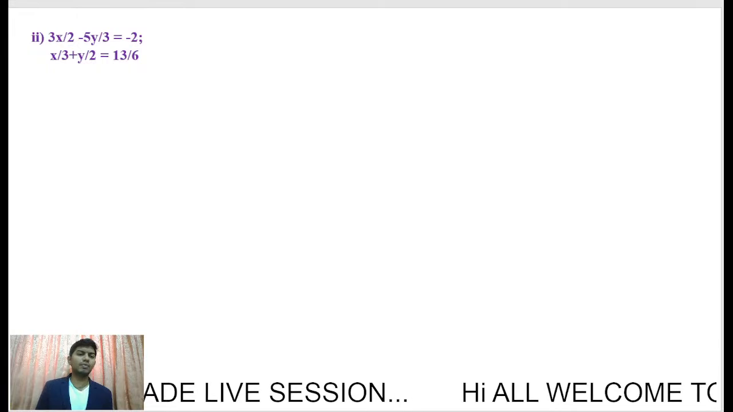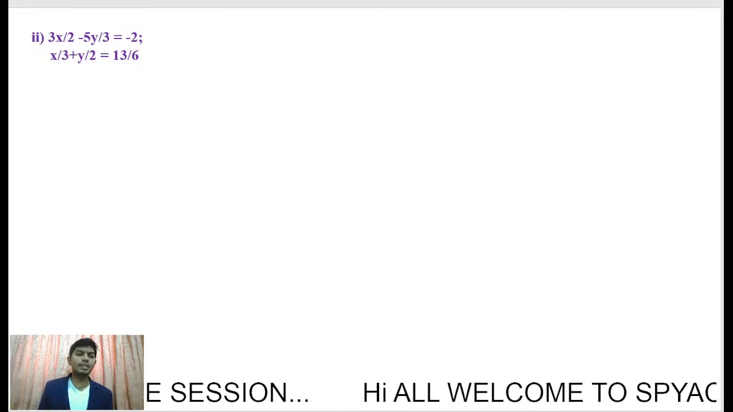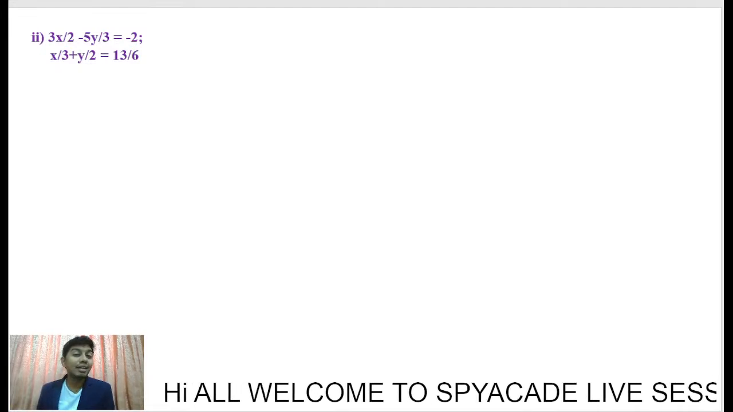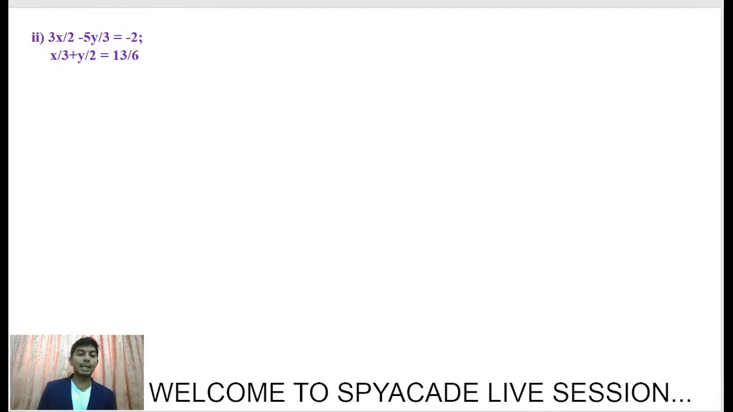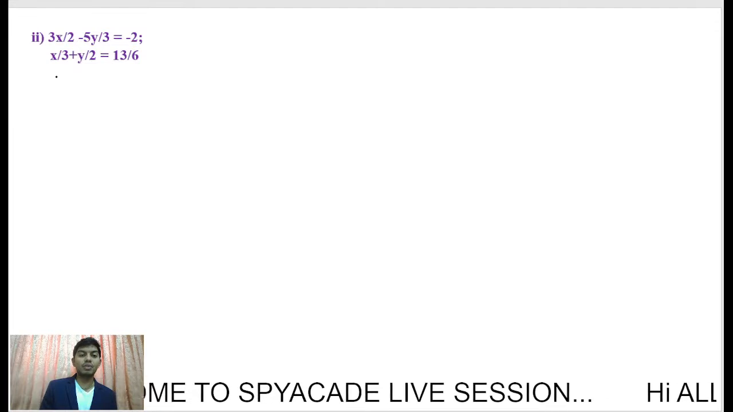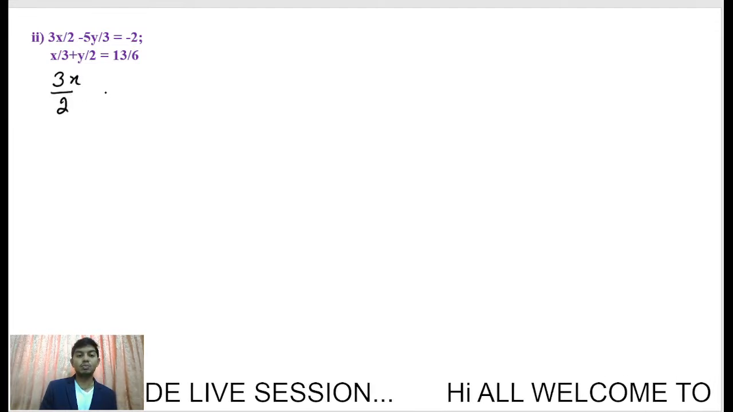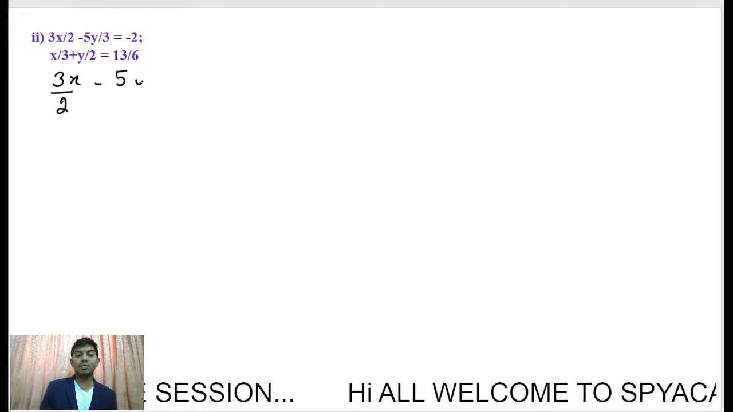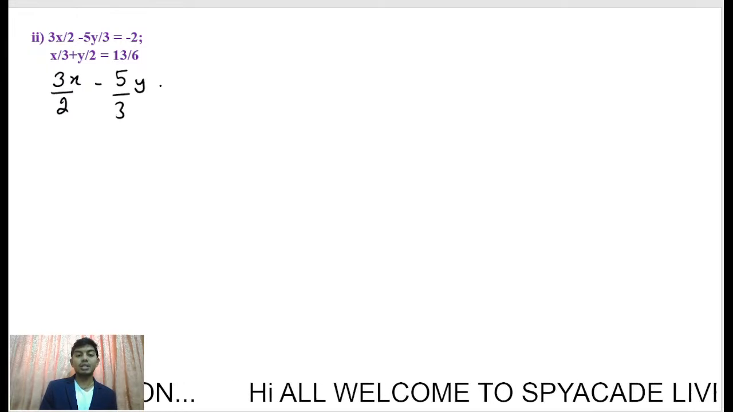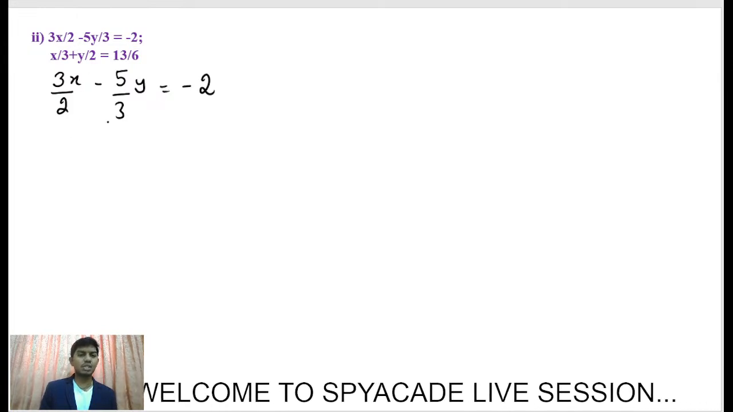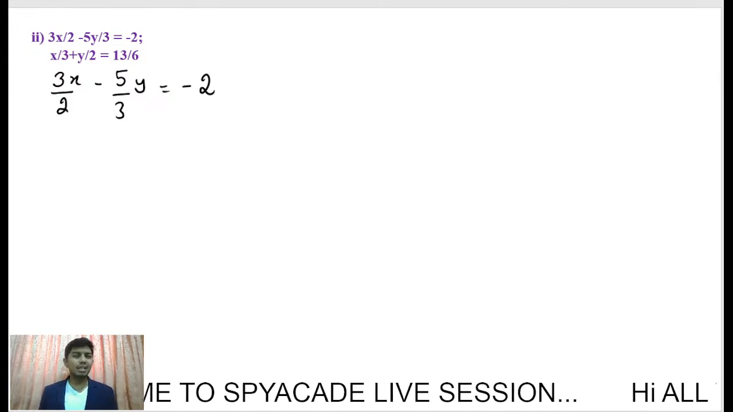The same kind of question. Okay, there is no difference. This is also in the same way. We are going to solve using the substitution method. Okay, so I am rewriting the question here. 3x by 2 minus 5y by 3 is equal to minus 2. So this is the first equation they had given. So obviously it is in fractions.